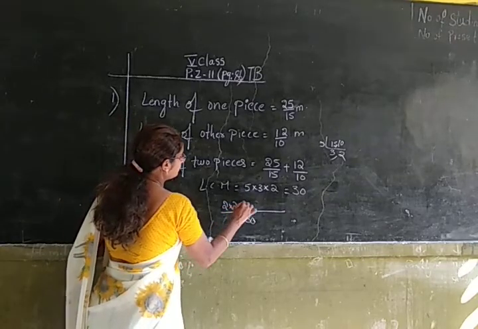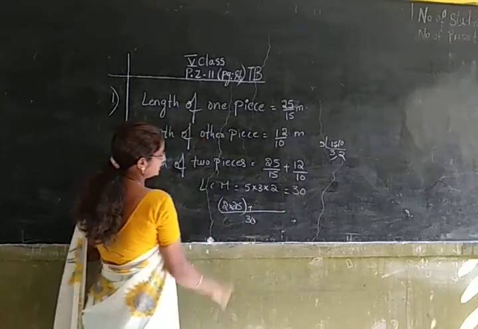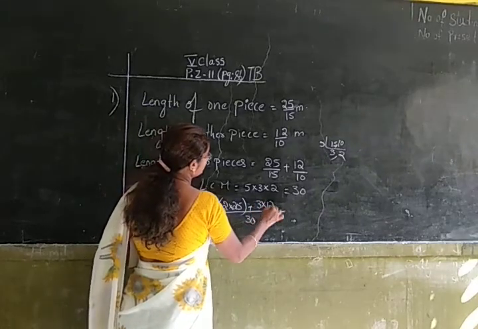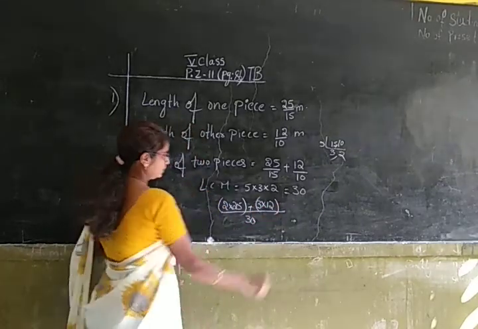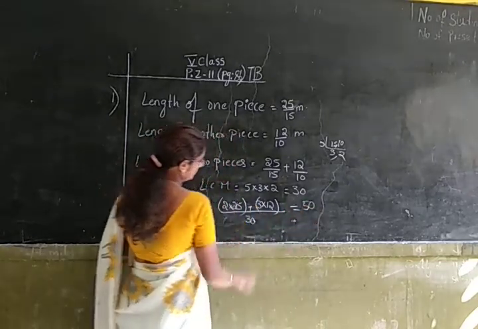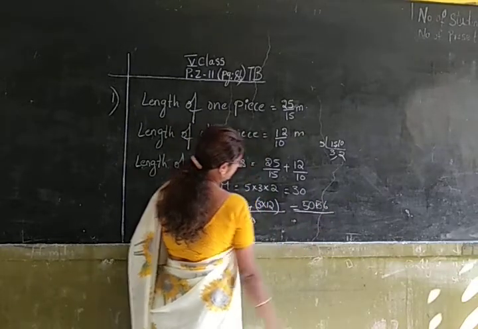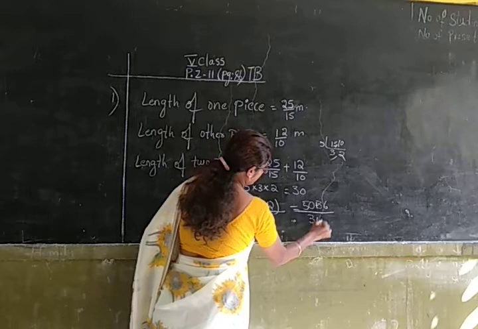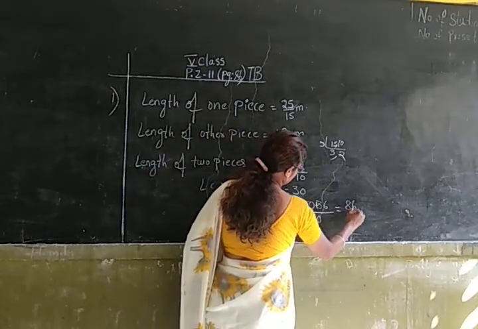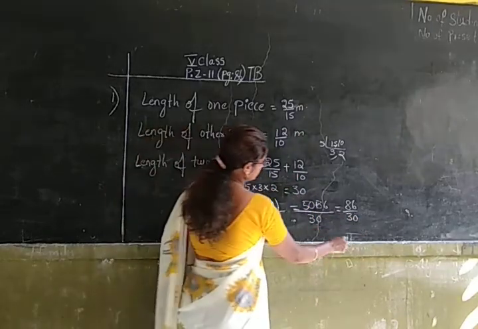2 into 25 plus how many times does 10 go in 30? 10 goes 3 times in 30. 3 into 12. 2 25s are 50. 3 12s are 36 by 30. Okay children, 50 plus 36 is 86. 86 by 30. Now let us reduce this fraction.